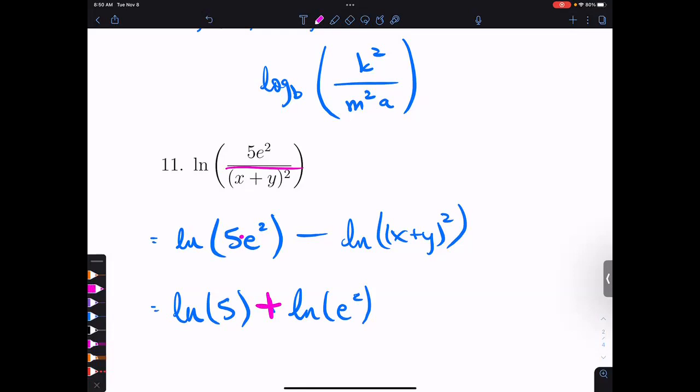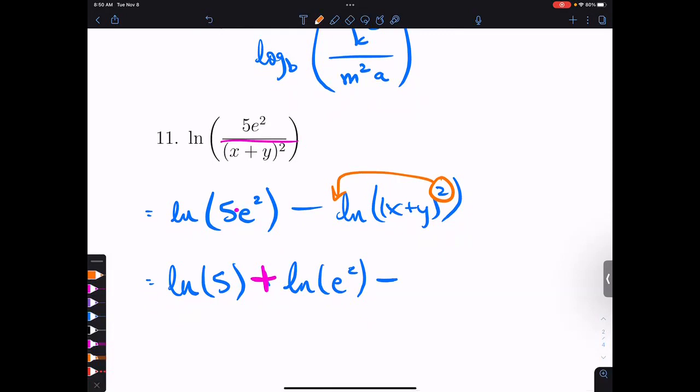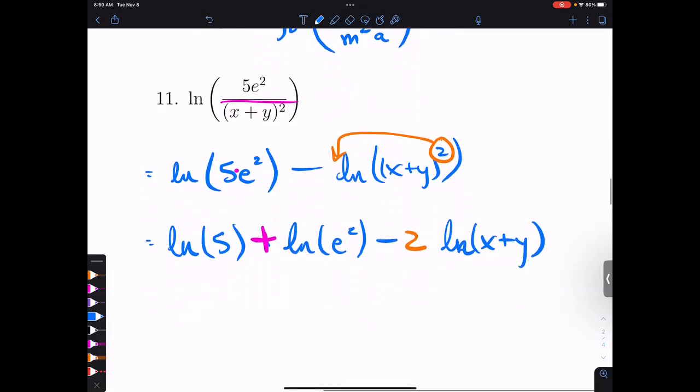What can we do with this piece? Log of x plus y squared. Well, there's a power inside it, right? Which can come down. So that's 2 times the log of x plus y. Okay, natural log of 5 is not pretty, so we're going to leave it as the natural log of 5. Natural log of e squared is, how many e's are in e squared? 2.